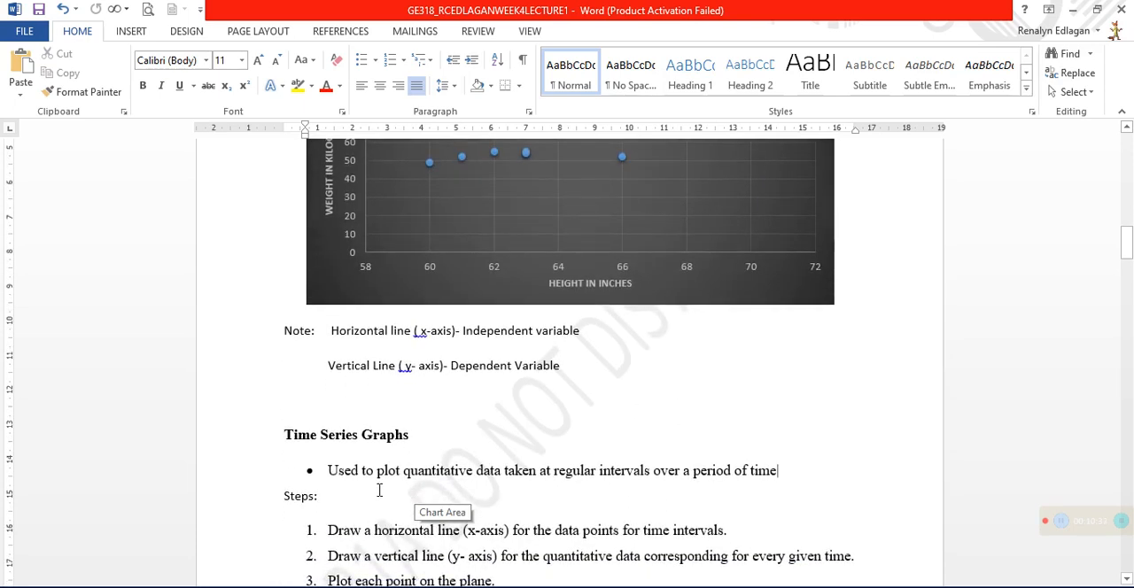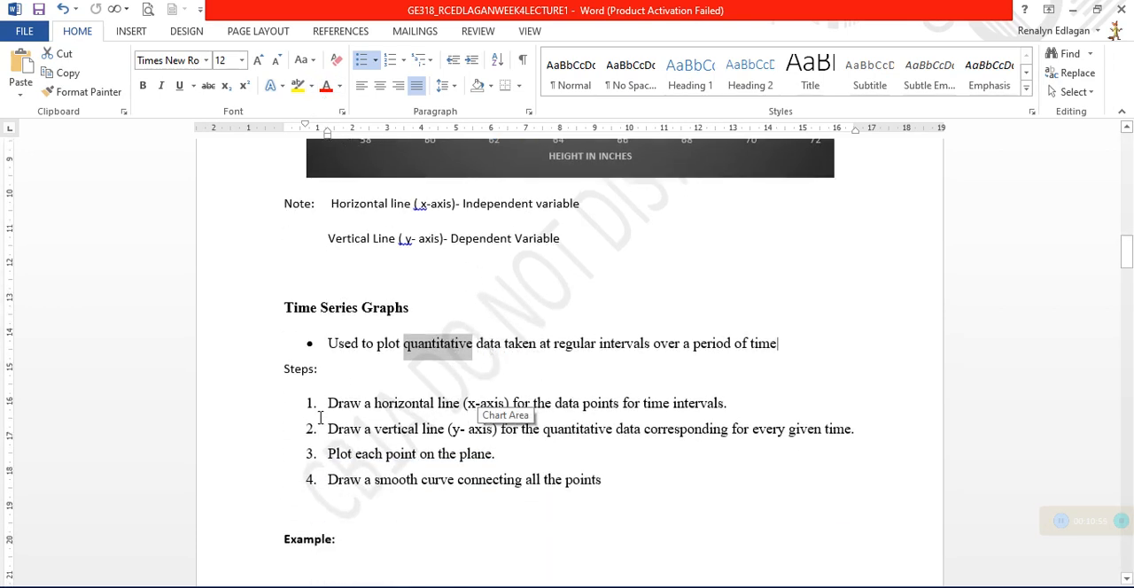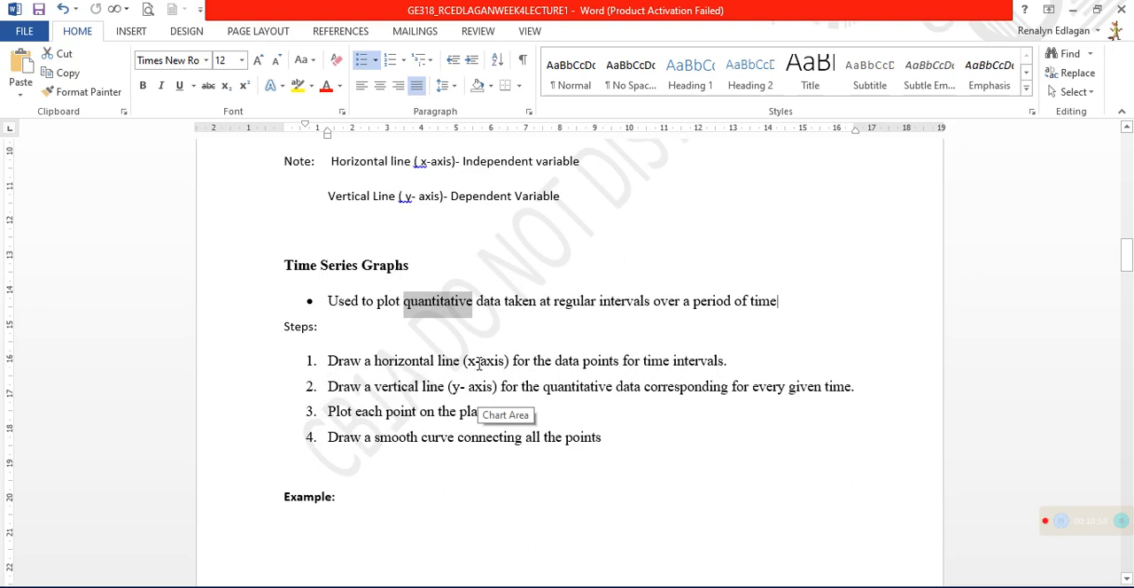Now, let's move forward to the time series graph. So, for time series graphs, these are used to plot quantitative data taken at regular intervals over a period of time. Take note, magagamit mo lang siya pag quantitative ang data mo. So, these are the steps. First, draw a horizontal line, x-axis, for the data points for time intervals.